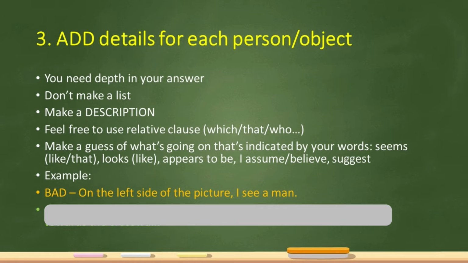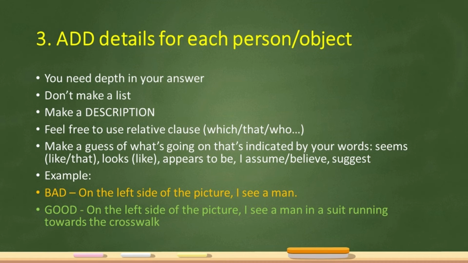And here's a common mistake. You're supposed to add details or depth to your answer, but some students, when they're nervous, they tend to make a list rather than make a description. That's a no-no. You need details in your answer. What that means is, you should include further information to describe the person or the object or the situation. You can compare these 2 sentences. Obviously, you will agree that the bottom sentence is better and showcases your English skills more.